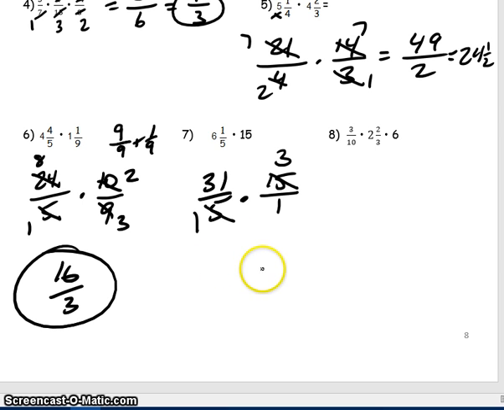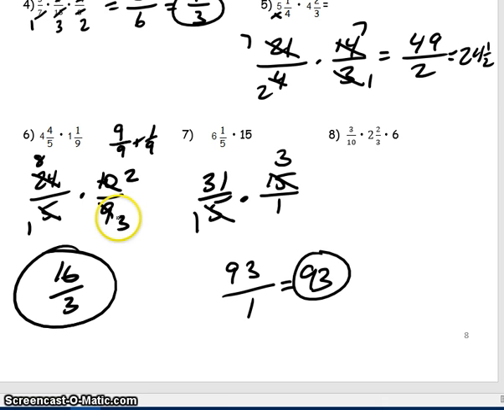I can multiply across now. All right. 31 times 3. That's going to give me 93. 1 times 1 is 1. Anything divided by 1 is itself. So that's why my answer is just the 93 there.